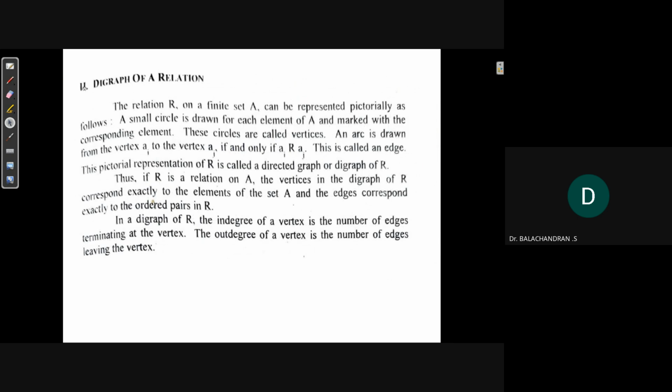Similarly, next, A2, B1 is 0. A2, B2 is there, that's why 1. Similarly, you can fill up the remaining. Okay.